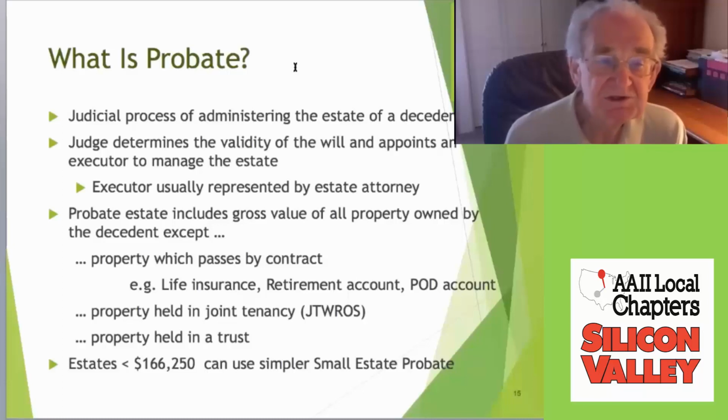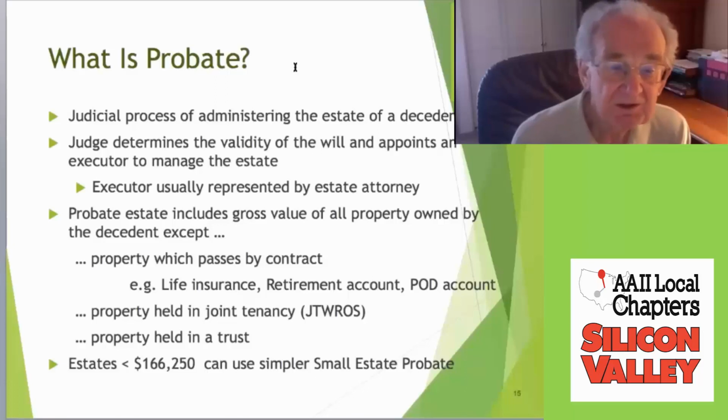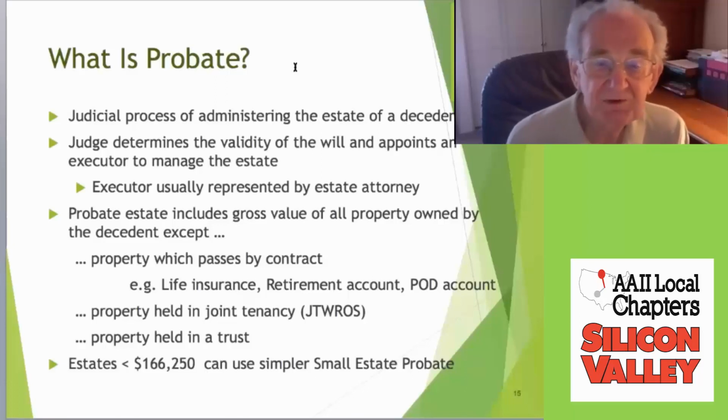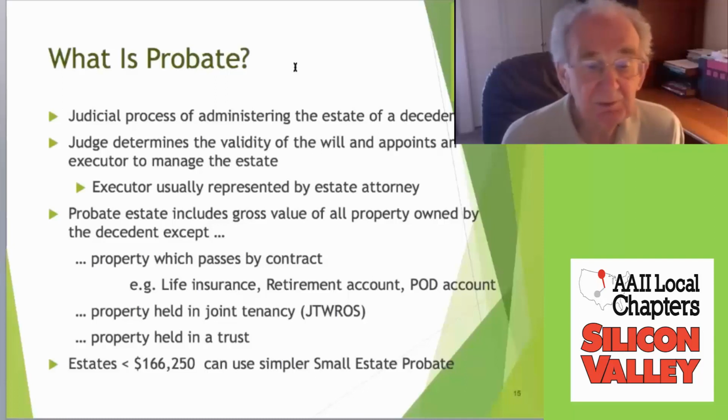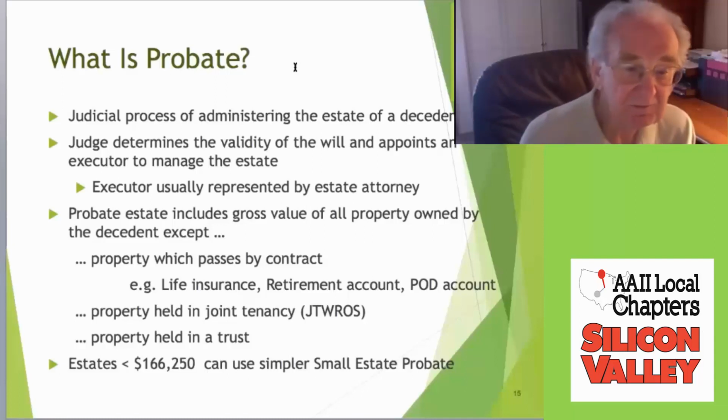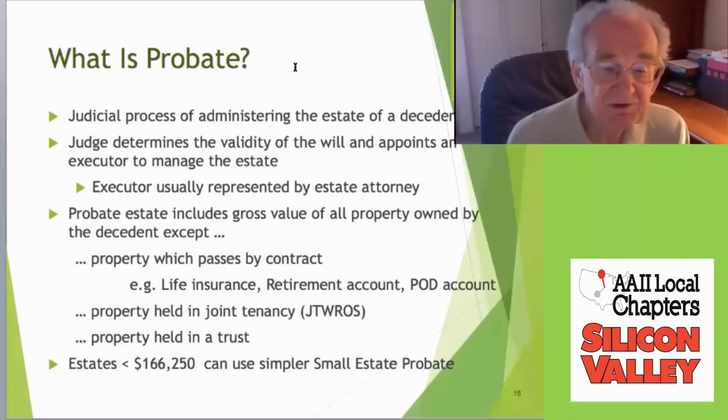And an IRA does not pass through the will. It goes by action of the law to the beneficiary, as for the life insurance. We've already discussed joint tenancy. That does not go to probate because it's not included in the will. It automatically goes to the surviving joint tenants. And any property held in a trust, which we'll talk about in a minute, does not go to probate. It's one of the exclusions.